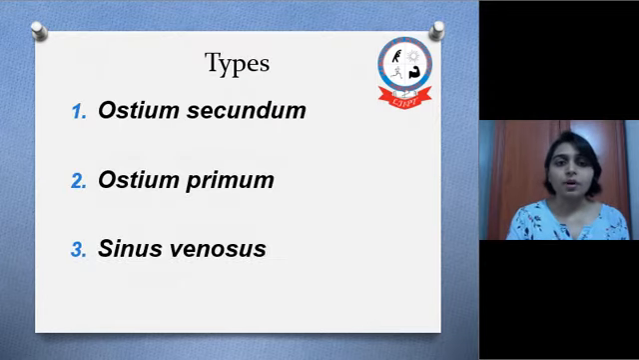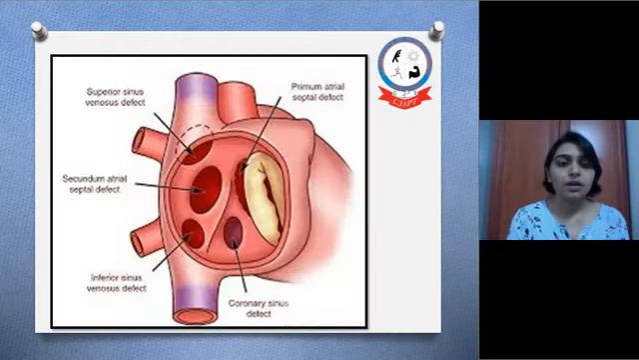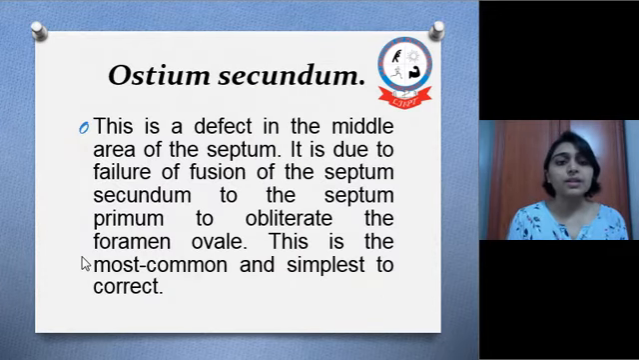There are various types of ASD, which are known as ostium secundum, ostium primum, and sinus venosus. Here in the figure we can see this is the primary defect, which is shown in the center, which is ostium secundum. This is ostium primum, which is nearer to the valve. Here we can see the mitral valve, or bicuspid valve. And the other type is sinus venosus, which is near either the superior vena cava or inferior vena cava, or near the coronary sinus. So let's see each in detail.